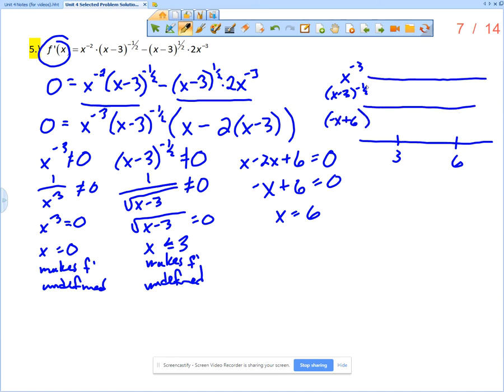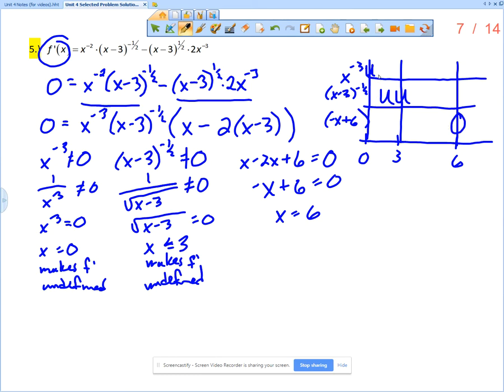So x equals 0 should go over here, but remember, this would have been undefined. Then I have x equals 3. Remember, that would have been undefined as well, but also everything to the left would have been undefined. And then on the bottom row, I'm going to put a 0 here.